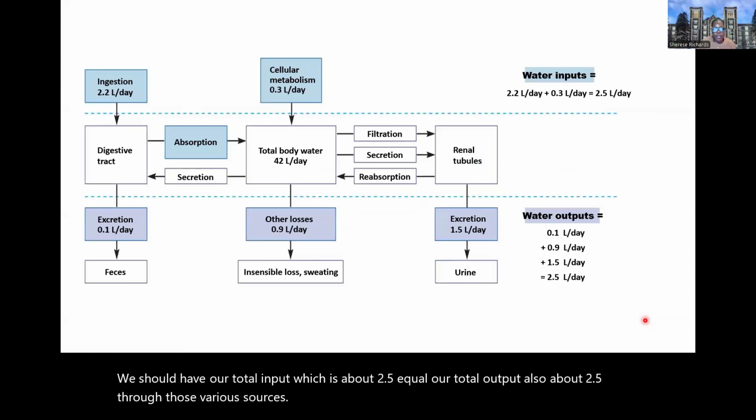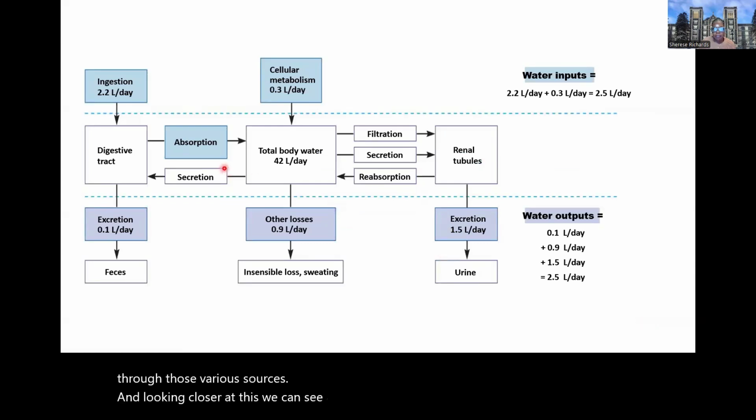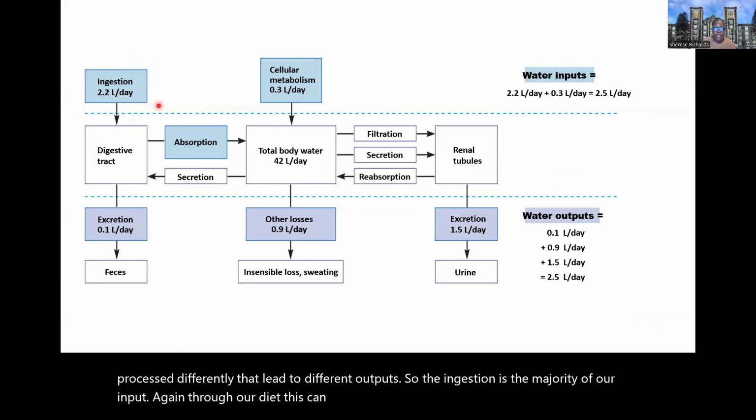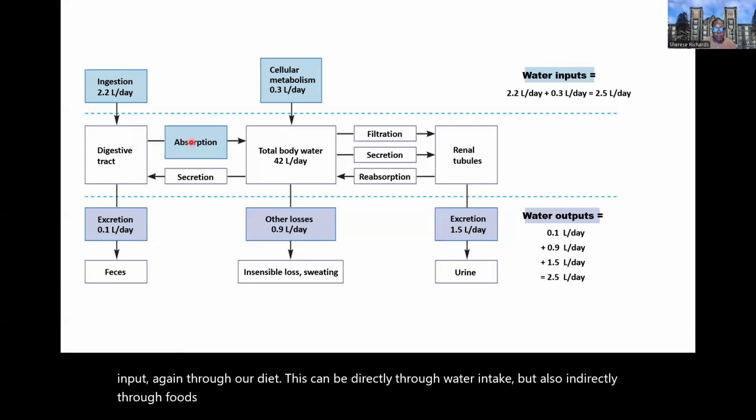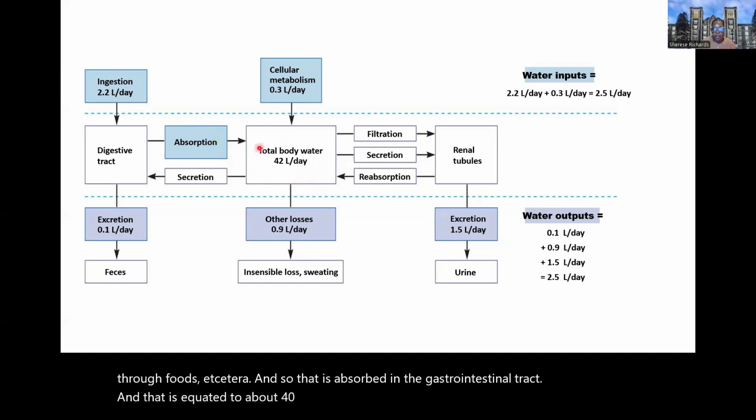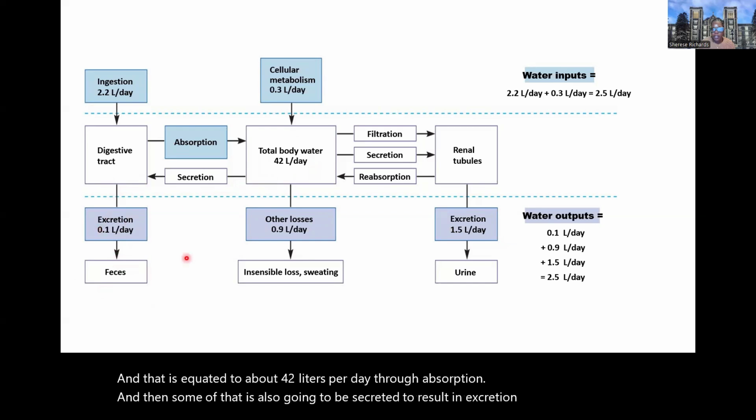And looking closer at this, we can see how those different mechanisms of the inputs are processed differently that lead to different outputs. So the ingestion is the majority of our input, again, through our diet. This can be directly through water intake, but also indirectly through foods, etc. And so that is absorbed in the gastrointestinal tract, and that is equating to about 42 liters per day through absorption. And then some of that is also going to be secreted to result in excretion, which happens through feces.